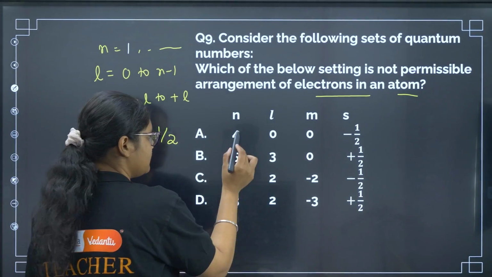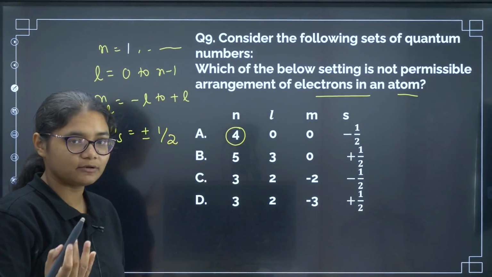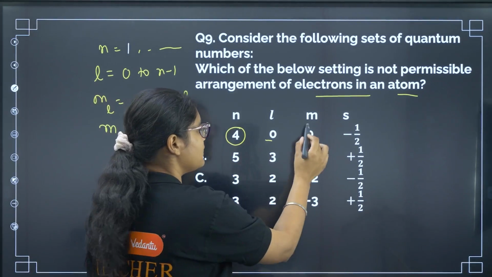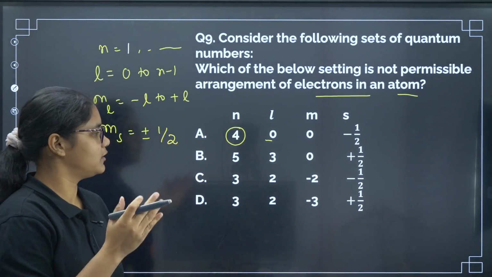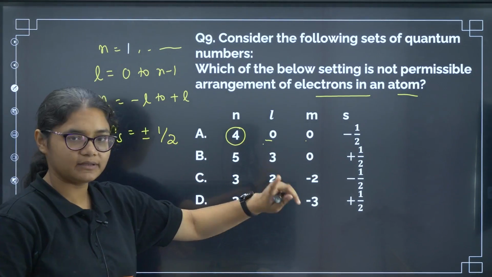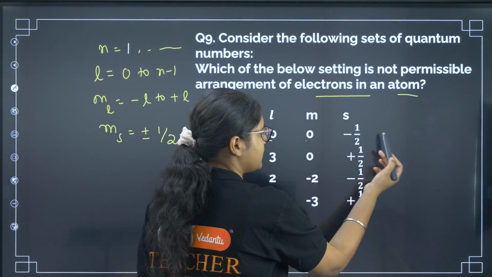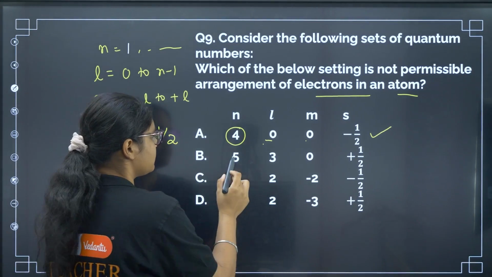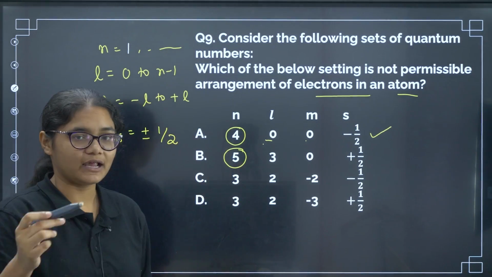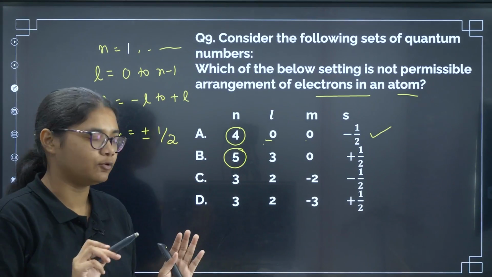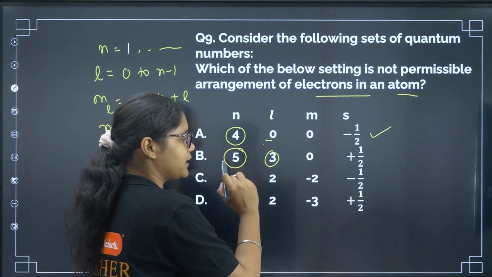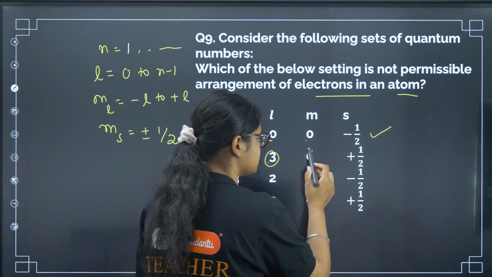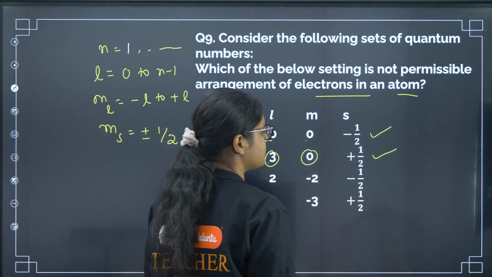So now you see, if n value is 4, right? So what are the possible values of L? 0, 1, 2, 3. So that is correct. Okay. Now ml value for L value 0 will be 0. And here ms can be +1 by 2 or -1 by 2. So this arrangement is possible. Now if n value is 5, the possible L values are 0, 1, 2, 3 and 4. So 3 comes there. So this is also correct. Now ml value for 3 will be -3 to +3. So 0 comes there. So this is also correct. Spin value can be plus or minus 1 by 2.